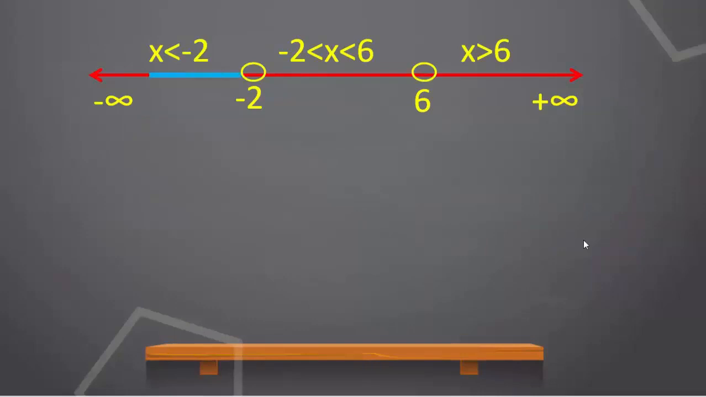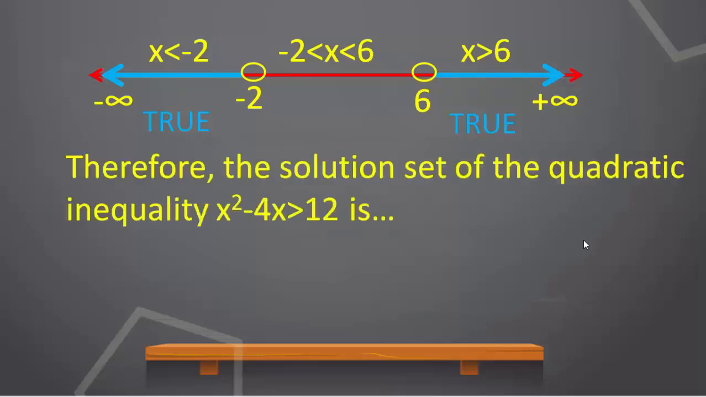Since all values of x lesser than -2 and greater than +6 make our quadratic inequality a true statement, then the solution set of the quadratic inequality x squared minus 4x greater than 12 is -infinity to -2 union +6 to +infinity, or all values of x such that x is lesser than -2 or x is greater than +6.